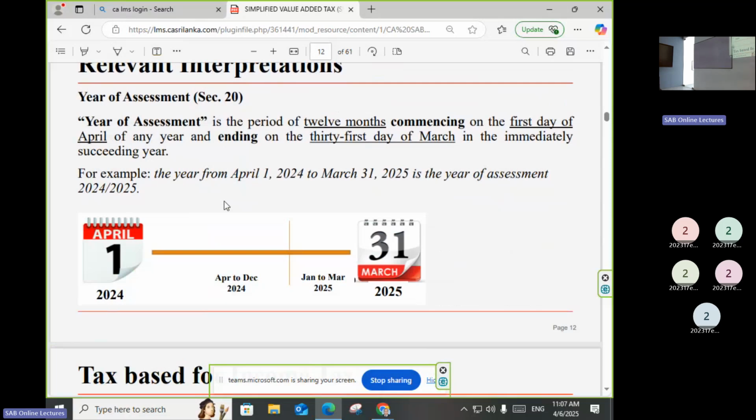That means next year. Immediately succeeding year means, after the passing of this year, what is the next year? It says starting from the first day of April, ending with 31st March. Therefore, income tax we always work out for a year of assessment. The year of assessment definition is starting from 1st April and ending with 31st March of the next year. That 12-month period we consider as year of assessment.